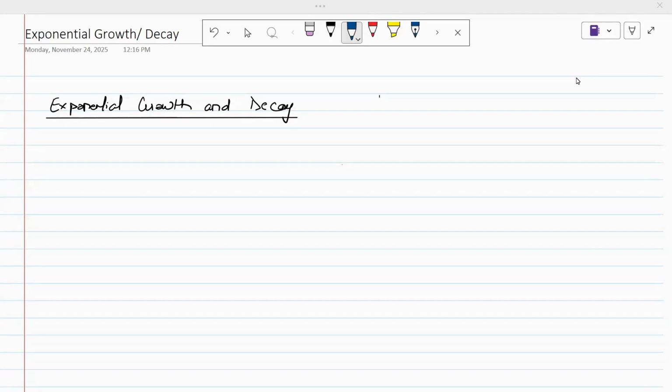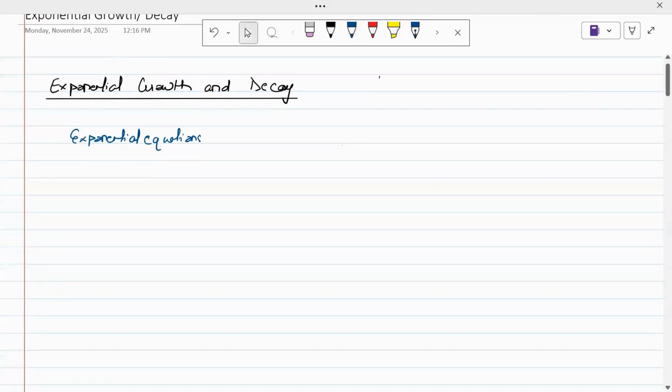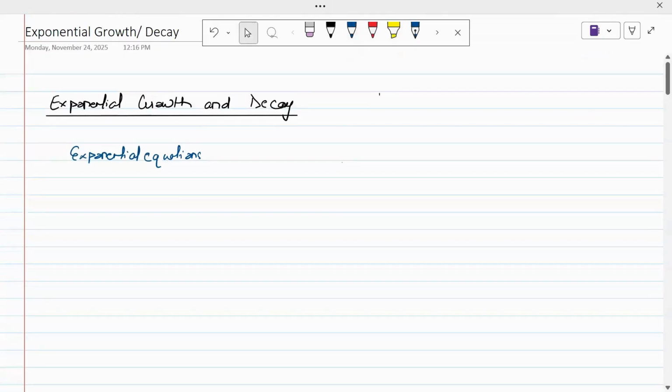Exponential growth and decay. This concept applies to exponential equations or a type of exponential equations. Generally speaking, in our syllabus, we have this formula based on compound interest. If you have done compound interest, the formula for compound interest is amount is equal to principal into 1 plus r upon 100 whole power t.